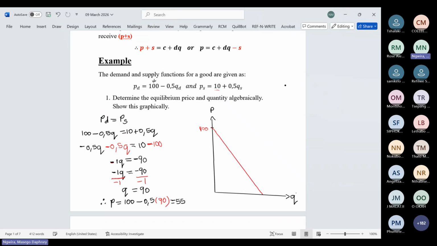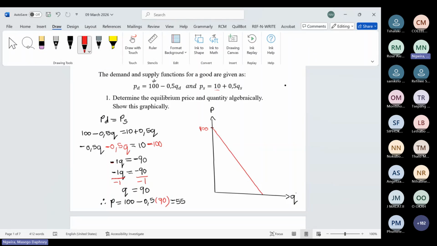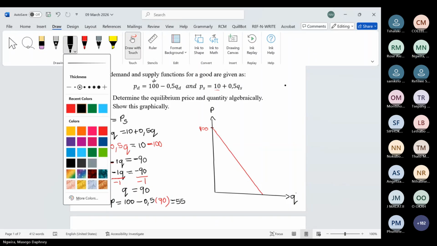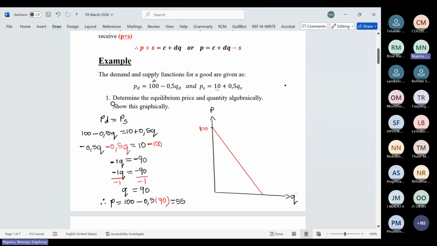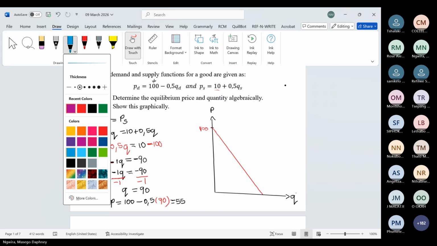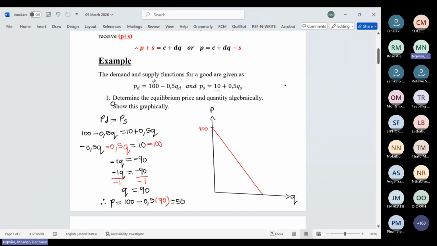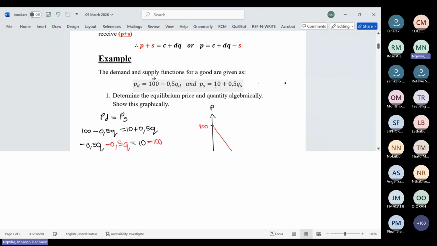Okay. And then after this one, now I'm going to draw the graph for supply. Supply is going to start at, let's use blue. Supply is going to start at 10 because the slope is positive. So my graph is going to go up.